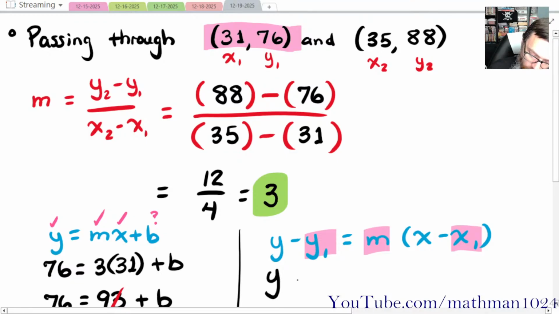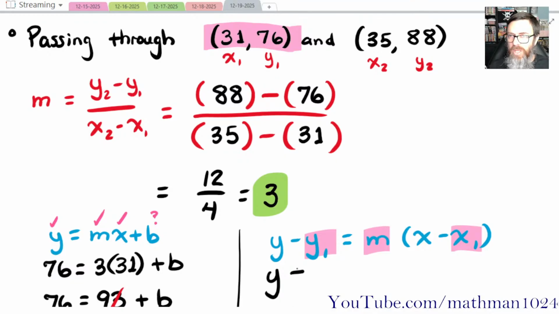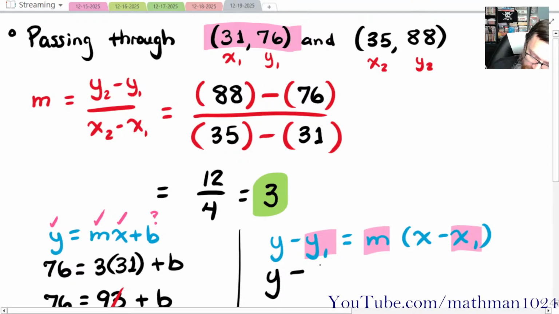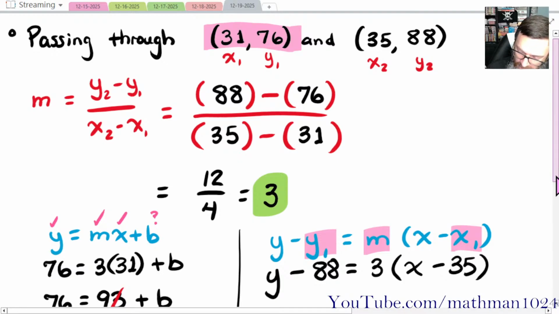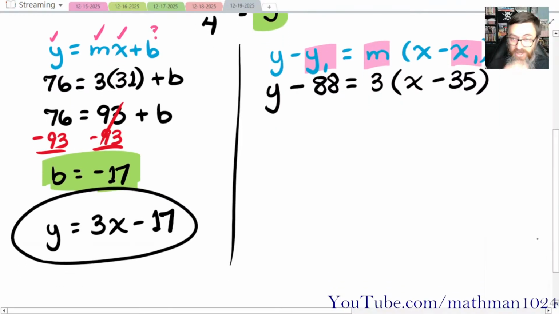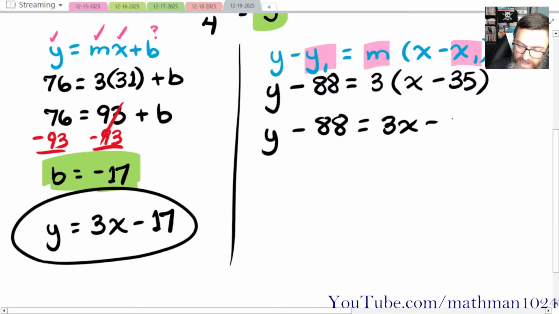So I'm going to have y minus, you know what? I'm actually going to pick the second ordered pair here so that you can see that we end up with the same result. So that y value is 88, equals slope is 3, and then we have x minus 35. And again, if I've done things correctly, I should end up with the same result. So let's say y minus 88 equals, when you distribute, 3x minus 105.